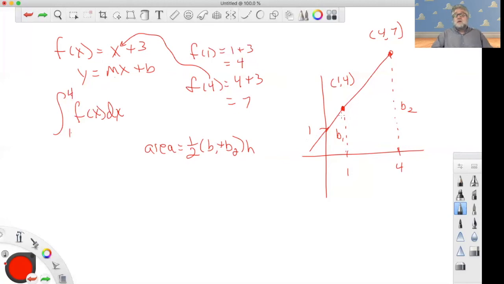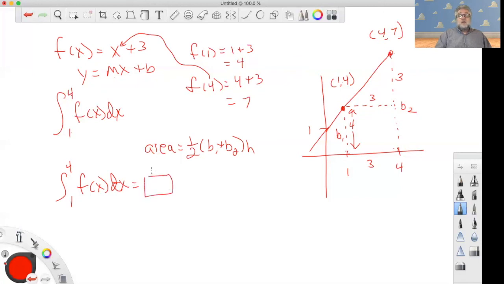So instead, I'm going to treat this like a rectangle and a triangle. This distance is 3. The y-coordinate here is 4, so that distance is 4. And this base of the triangle is 3. And if that's 4 and that's 7, then this has to be 3 as well. So my integral from 1 to 4 of f of x, meaning the area underneath f of x between 1 and 4, is going to be the area of the rectangle plus the area of the triangle.